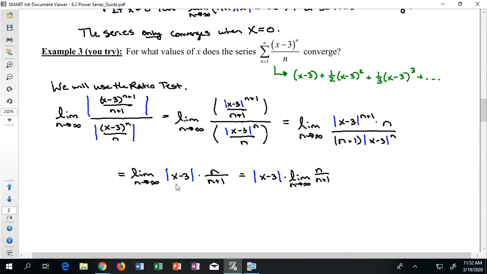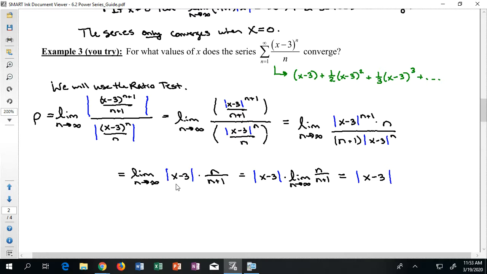Again, I'm interested in figuring out what this limit is going to be equal to. Remember, that's going to be my value rho. So here you might be able to guess really quickly. Yeah, the limit there is going to be 1, which means that the value for rho for the ratio test is the absolute value of x minus 3.